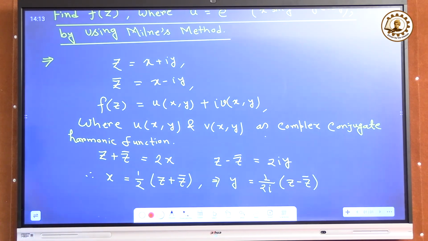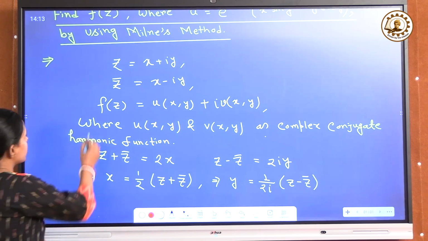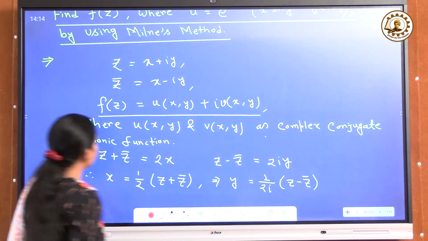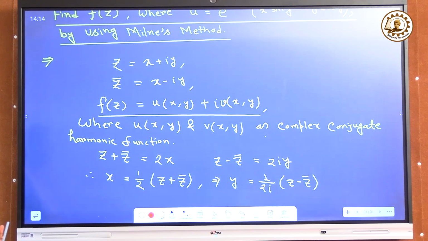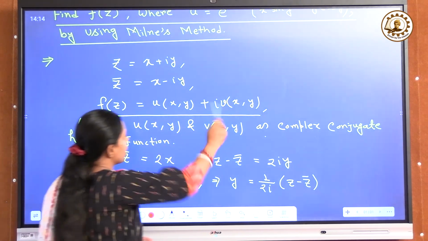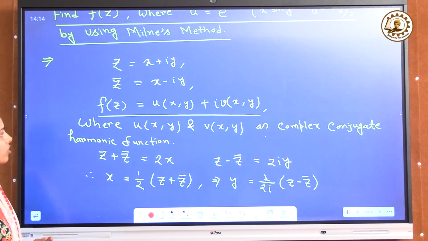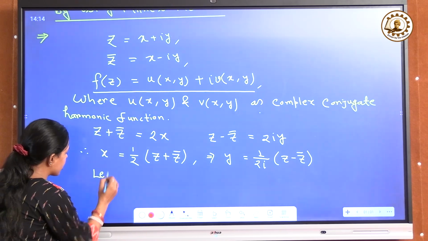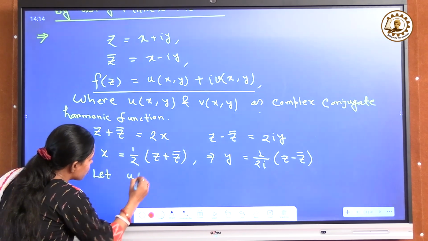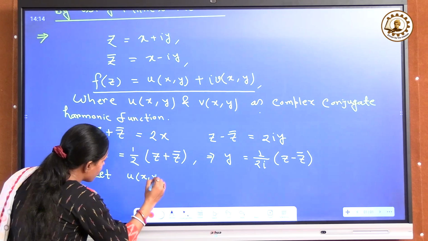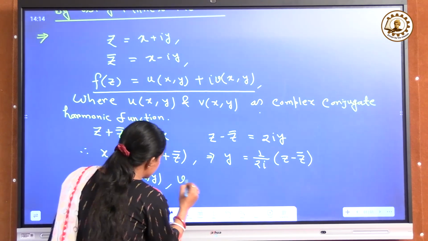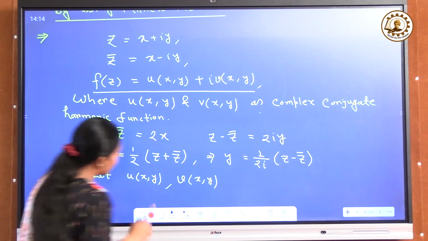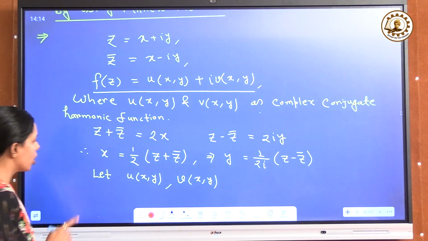Now we know what the Milne-Thomson method is. At first we introduce f of z, which is an analytic function, and here u(x,y) and v(x,y) are complex conjugate harmonic functions. So the Milne-Thomson method is this: let us take u(x,y) and v(x,y) as the complex conjugate harmonic functions.